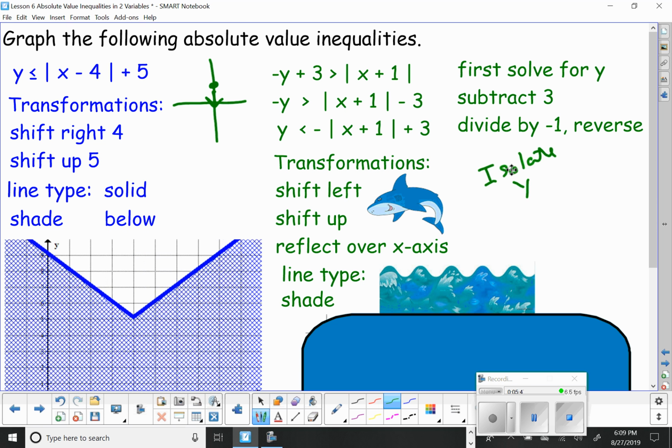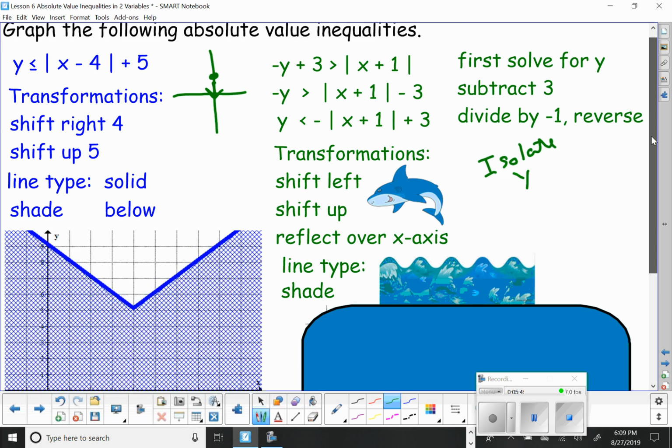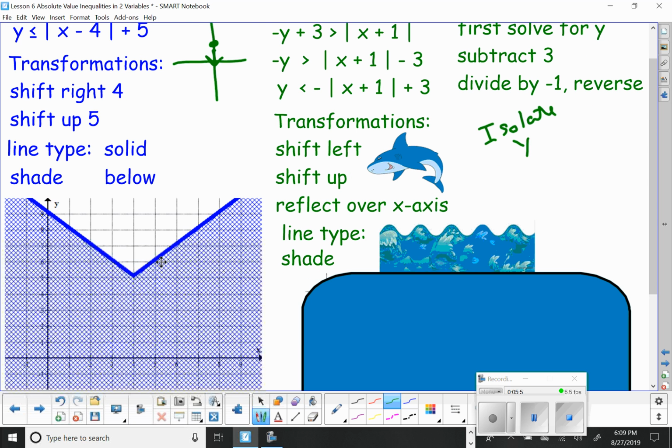Now that I have it, I simply graph it. I go right 4, up 5, and I put my point. I go right 1, up 1, right 2, up 2. Whatever I do on the right, I do on the left. Because it's equals, I made the V solid, and because the y is less than, I shaded everything below.